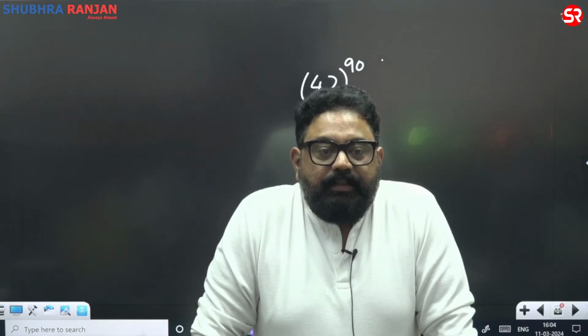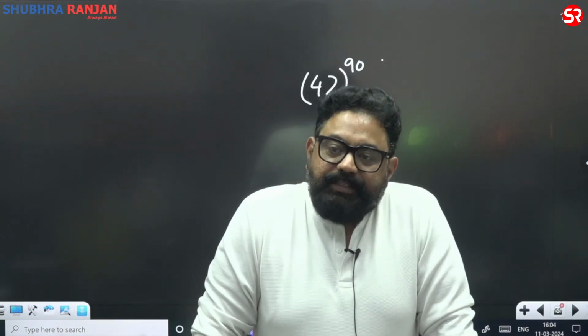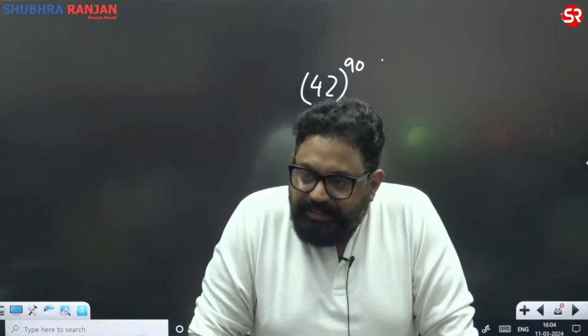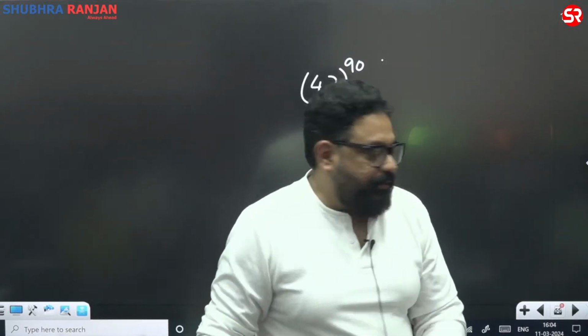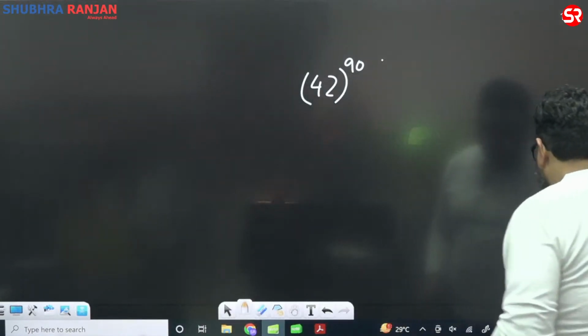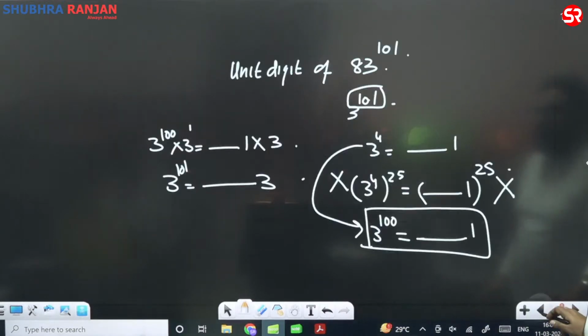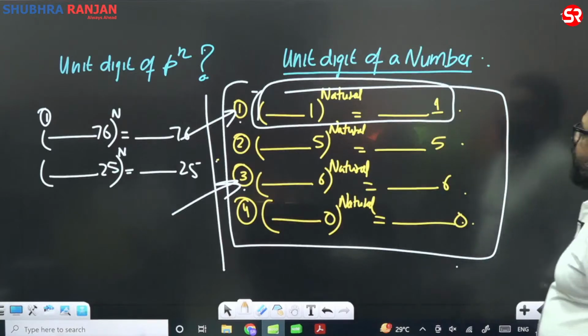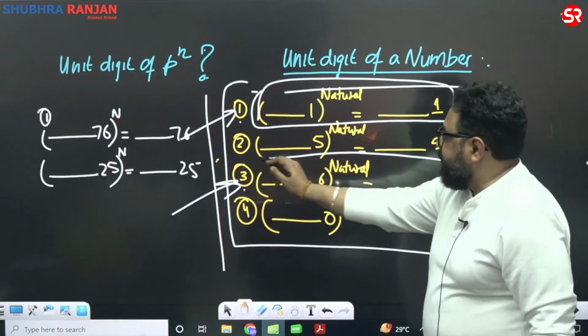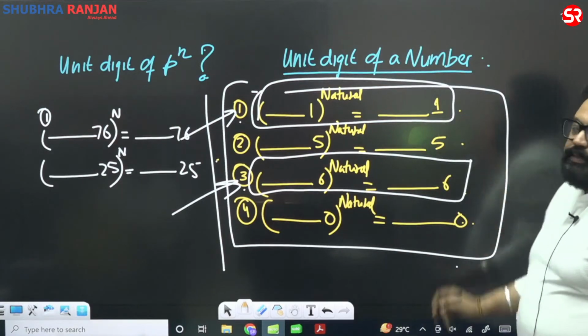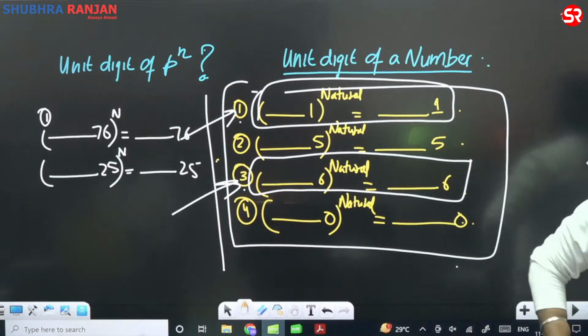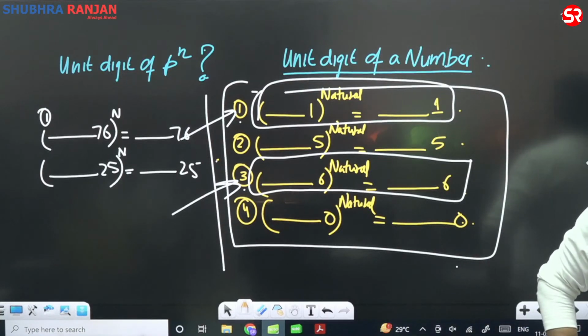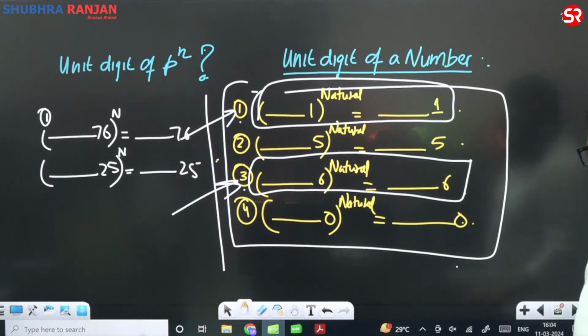Reason? Again, any number ending with 6 raised to the power natural ends with 6. We have written it as a rule. If you go back, just check it out. See, any number ending with 6 raised to the power natural ends with 6. This is the basic. Okay?